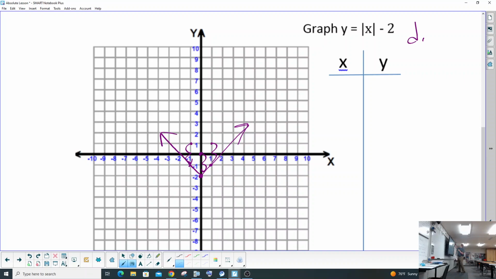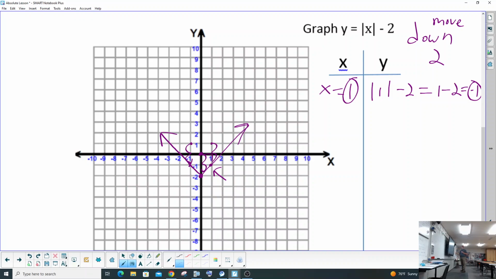So all this graph was is take all the points of the parent function and transform them down 2. And the whole graph is just shifted down 2. And if you don't believe me, let's try it. Let's choose this point right here. So that point is x equals 1, and so we should get negative 1 for the y value. Let's see. The absolute value of 1 minus 2 is 1 minus 2, which is negative 1. It works. So over 1, down 1. Yep, right there.